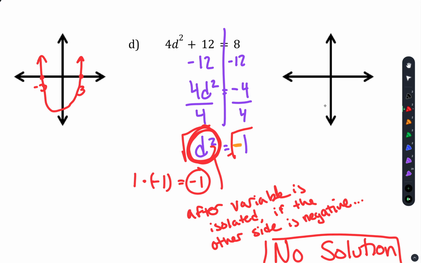What do we think the graph of this looks like? Can we graph this? What is it? It's still going to be a parabola shape. But if it's no solution, that means it's not going to touch my x-axis. So it could look something like this. That's a parabola that doesn't touch the x-axis. That's no solution. Because remember, those solutions are x-intercepts. Everybody good on that?